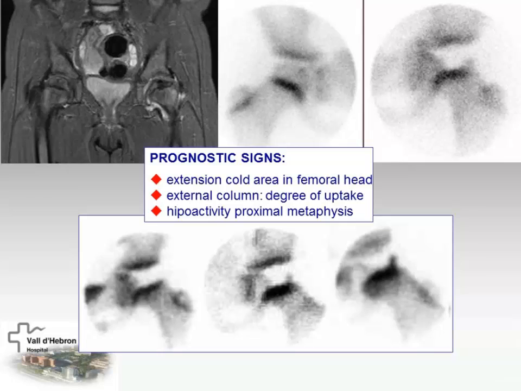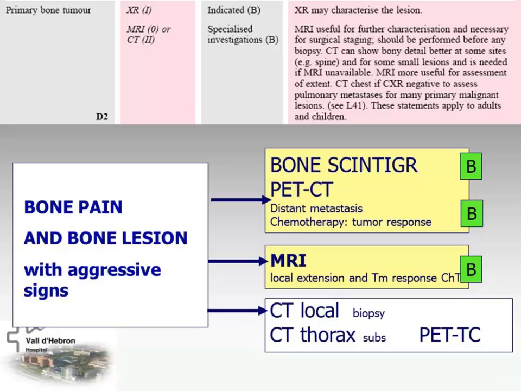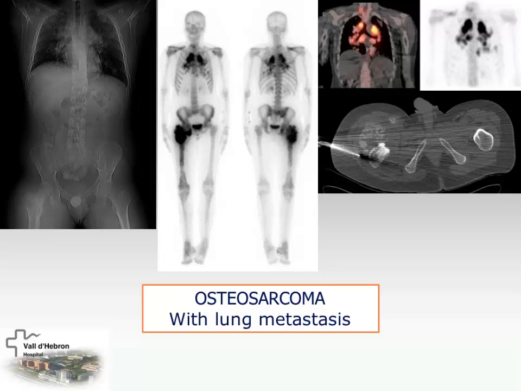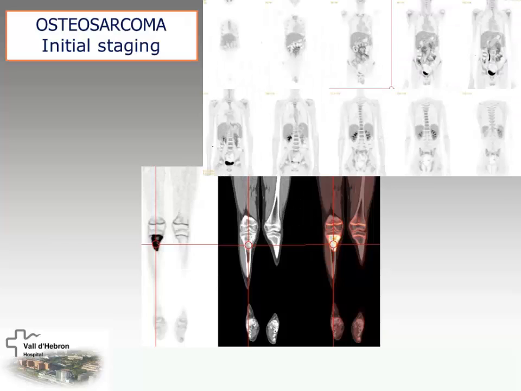Going now to the bone lesions with aggressive signs. In these cases, the reference techniques will be the bone scintigraphy, the PET CT, and the MRI. Here you can see a case of an osteosarcoma studied with X-ray, bone scan, and a SPECT CT of the bone scan at the diagnosis. Look at these images of diagnosis. It's really a very advanced case with a very bad prognosis. Look at all the lesions on the lungs and the extension of the regional tumor.